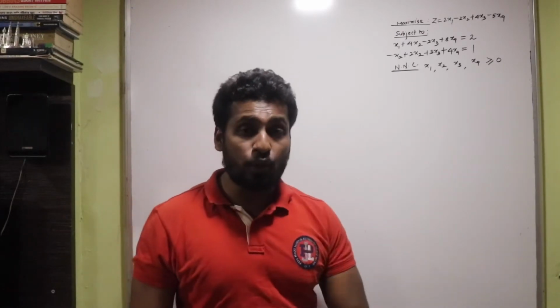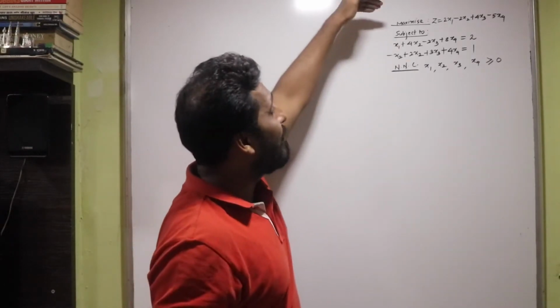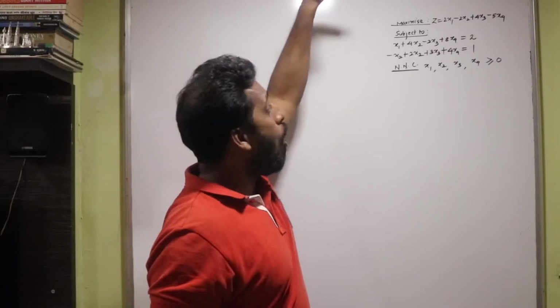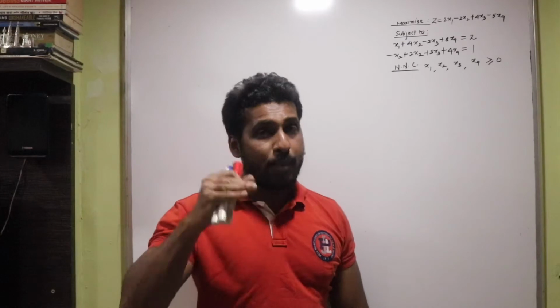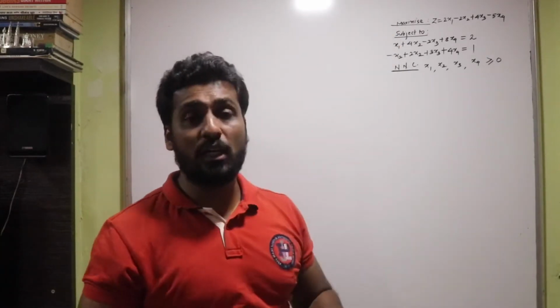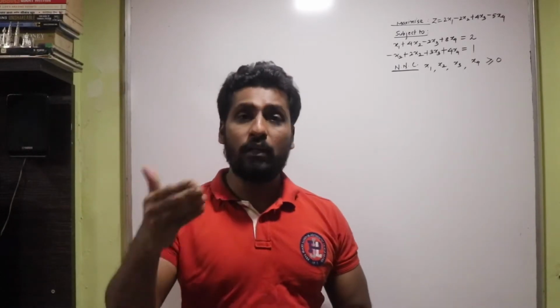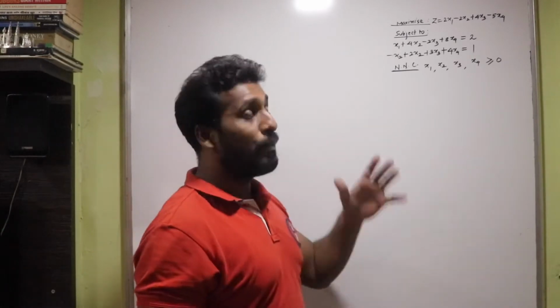So a feasible solution can become an optimal solution when it will give either a maximum or a minimum value of the objective function. A feasible solution which gives a maximum or a minimum value of the objective function is called an optimal solution. So solution, feasible solution and optimal solution. Now I want to get the optimal solution here.